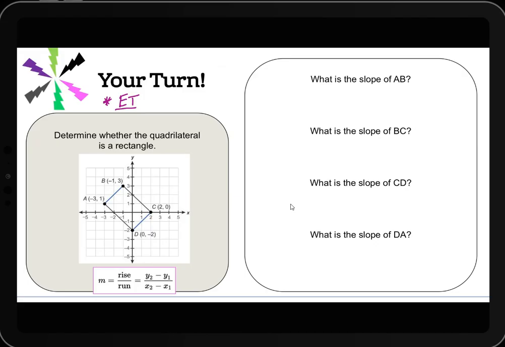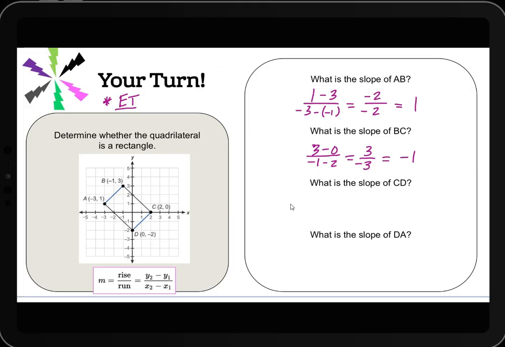So for AB, what I can do is take 1 minus 3 divided by, in this case, the negative 3 minus negative 1. Now negative 3 minus negative 1, of course, is negative 3 plus 1. So here I get negative 2 in the numerator and negative 2 in the denominator, so I get a positive slope of 1. For BC, I end up getting 3 minus 0 divided by negative 1 minus 2. So there I have 3 over negative 3, which is a negative 1 for my slope.